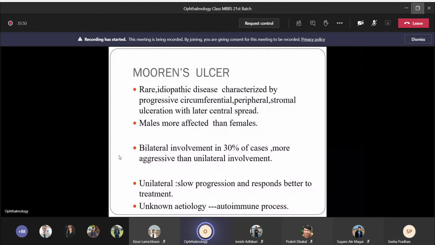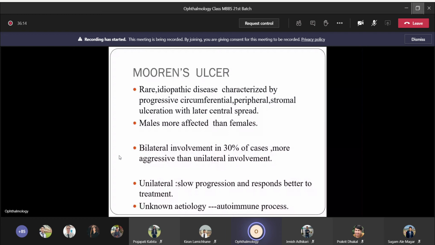Males are affected more than females, and there is bilateral involvement in 30% of cases. Usually it has two varieties: one is bilateral involvement and the other is unilateral involvement. So bilateral involvement is seen in 30% of cases. These are more aggressive than unilateral involvement.